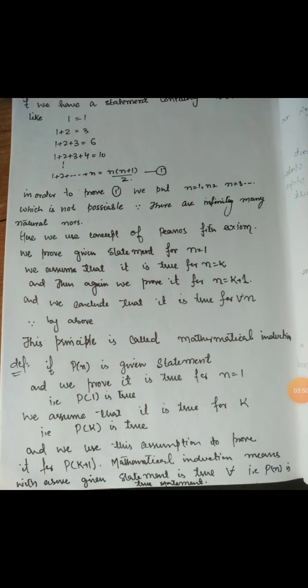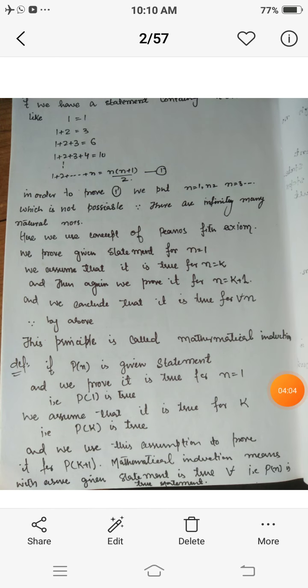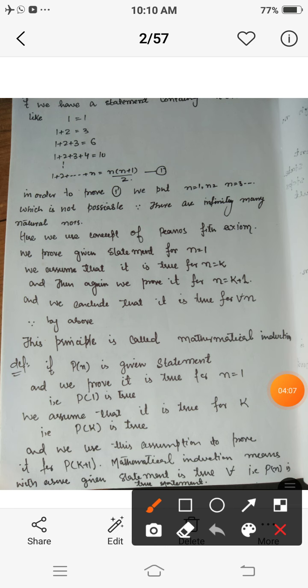Now if we have a statement containing n, a natural number, that we have to prove. Like here we have a statement: 1 equals 1, the sum of the first two natural numbers 1 plus 2 is 3, 1 plus 2 plus 3 is 6, 1 plus 2 plus 3 plus 4 is 10, and 1 plus 2 and so on up to n is n into n plus 1 upon 2. This is the general formula: the sum of the first n numbers is n(n+1)/2.